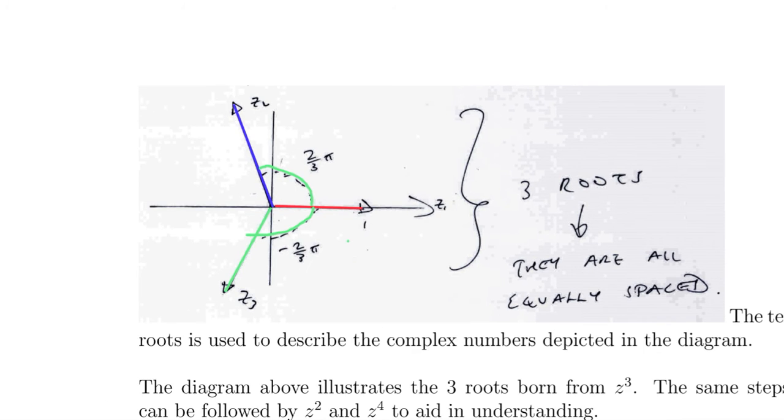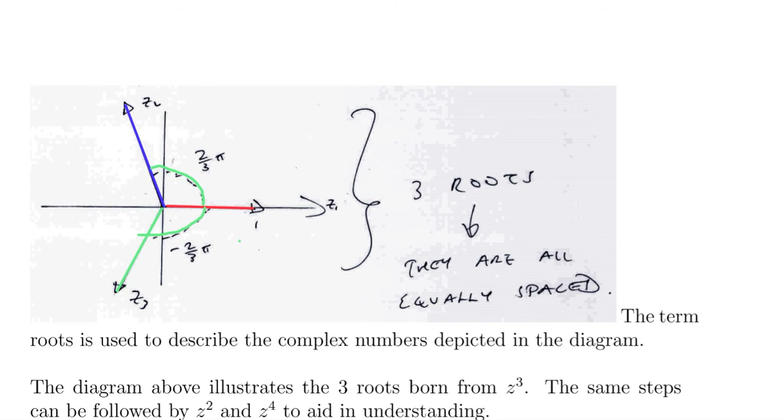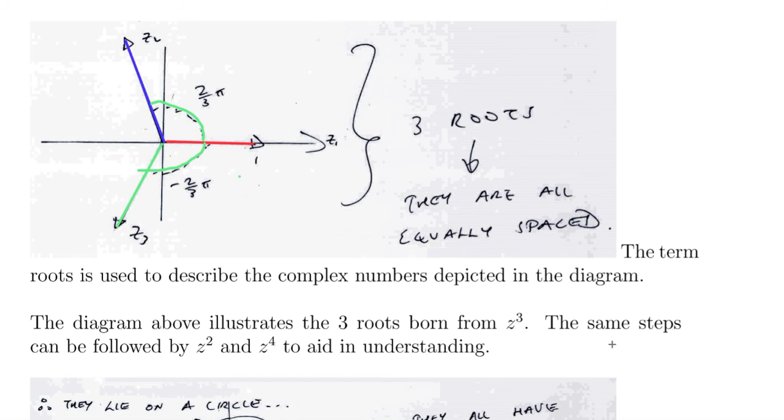What have I said? I've decided to make a statement. I said the term roots is used to describe the complex numbers depicted in the diagram. There are 3 of them. The diagram above illustrates 3 roots born from z cubed. The same steps can be followed for z squared and z to the 4. Please have a go at the same concepts. To aid in understanding, you will find that for z to the 4, you will have 4 roots that come about.